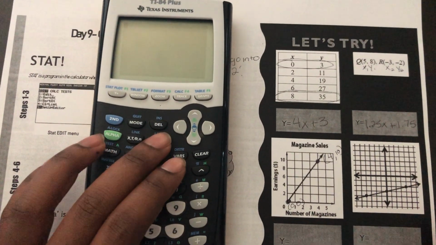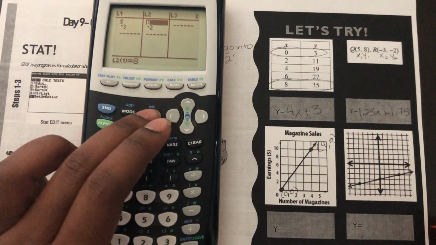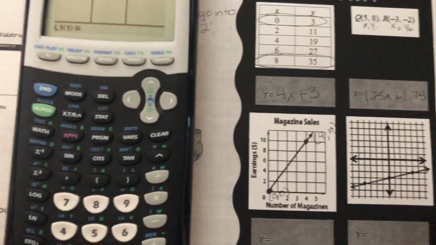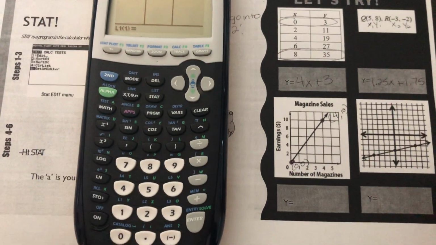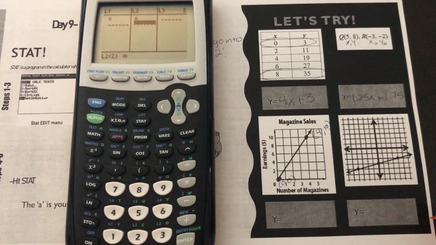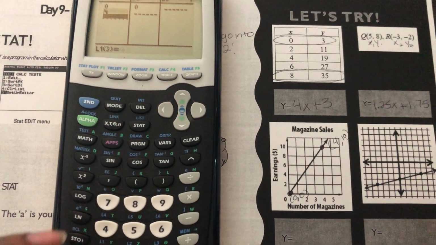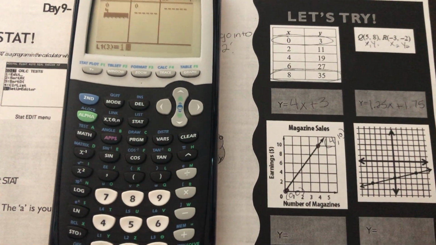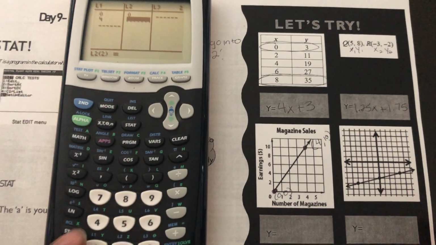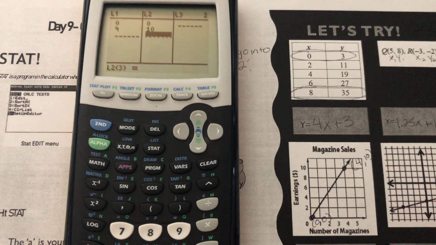So we're going to go to our stat function, press enter. We have to delete this out, so DEL. And then enter in our coordinates. So I've got 0 and 0 for my first coordinate. And then I have 4 and 10 for my second coordinate. So I have it typed in.